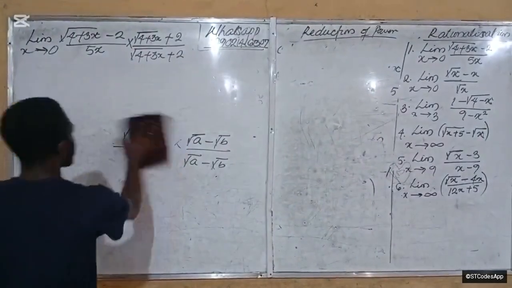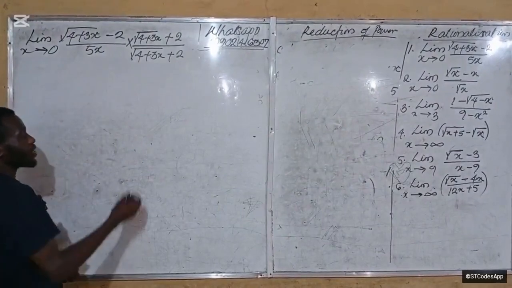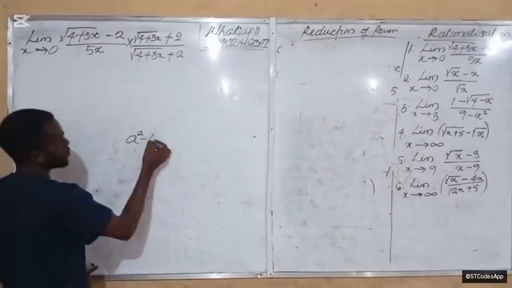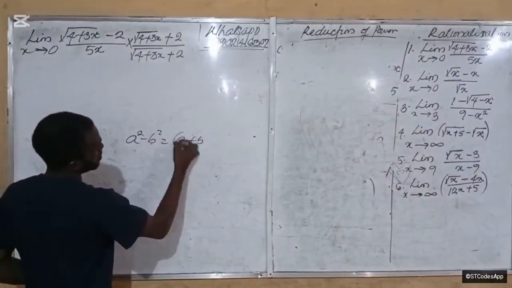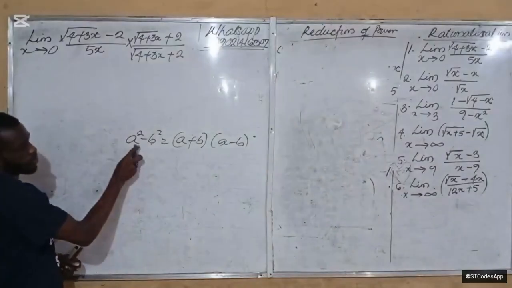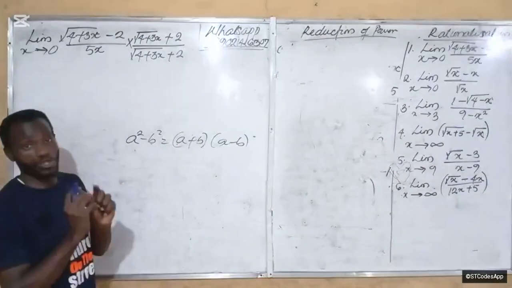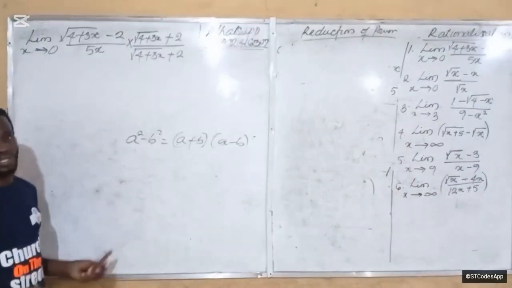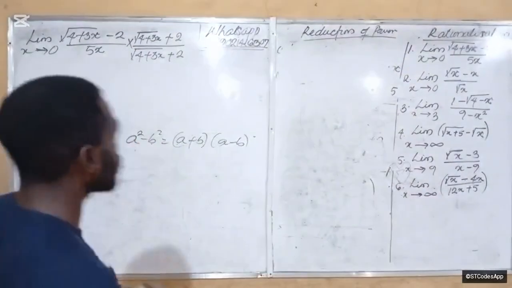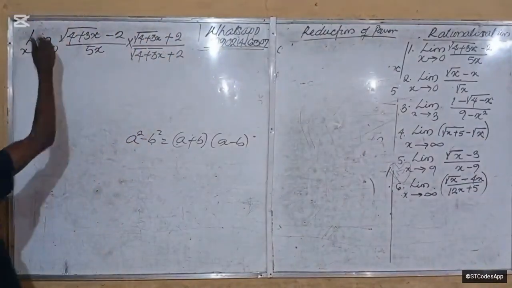Alright, so we can now multiply. Now don't let it confuse you at all. If you remember the difference of two squares, a squared minus b squared is the same as a plus b multiplied by a minus b. I've shown you this before. So if you multiply conjugates, you are going to get the difference of two squares. That's what I mean. If you multiply conjugates, you are going to get what? Difference of two squares.